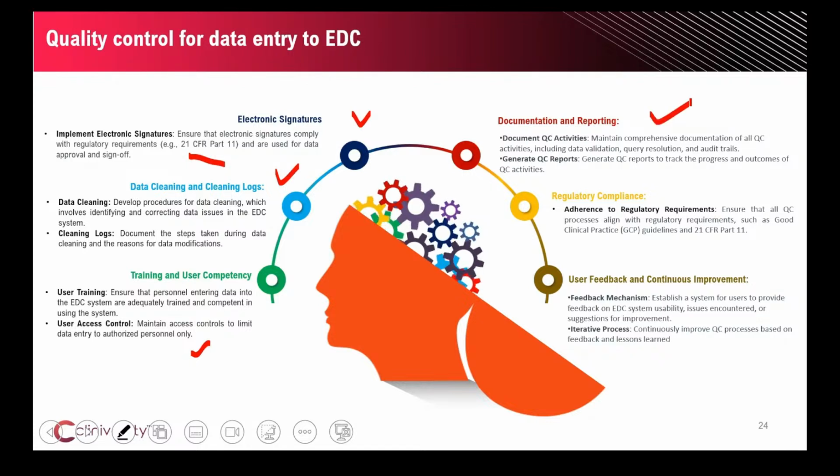Documentation and reporting, where whenever quality checks are performed, there is documentation that the quality check was performed. And it includes detailed documentation of how the validation process was, what the query resolution is, as well as the audit trails. There also should be QC reports that can be generated to track the progress and outcomes of the QC activities. Regulatory compliance is adhering to the regulatory requirements and ensuring that the guidelines are being followed.